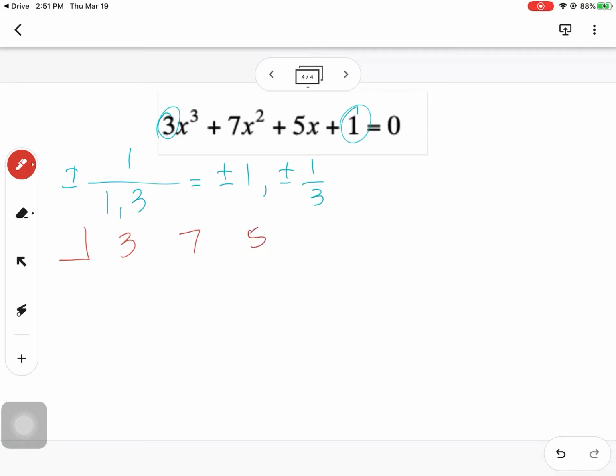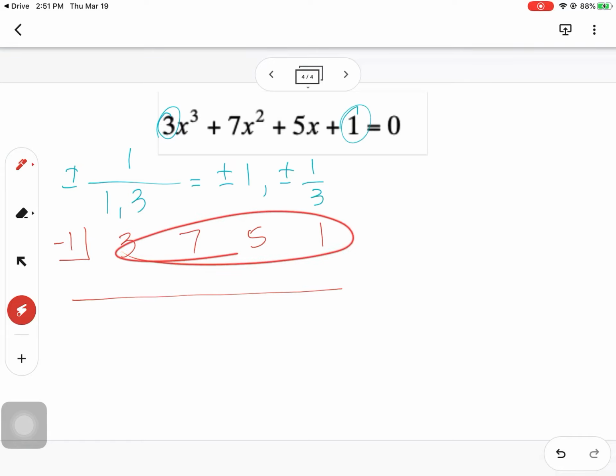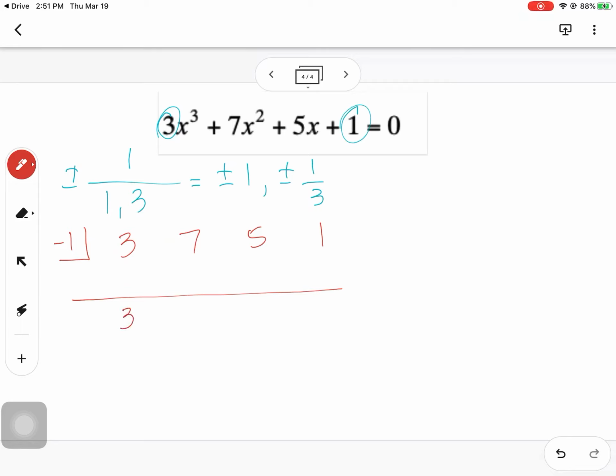And this is where the guess and check comes in. I'm not missing a term this time, so I can just fill all of that out. And if we just start, I'm going to start with a negative 1, because all of these are positive, and so somewhere I probably want to be able to subtract. The 3 drops down. 3 times negative 1 is negative 3. 7 minus 3 gives me 4. 4 times negative 1 is negative 4. 5 minus 4 is 1. 1 times negative 1 is negative 1, and it looks like I got the right answer.